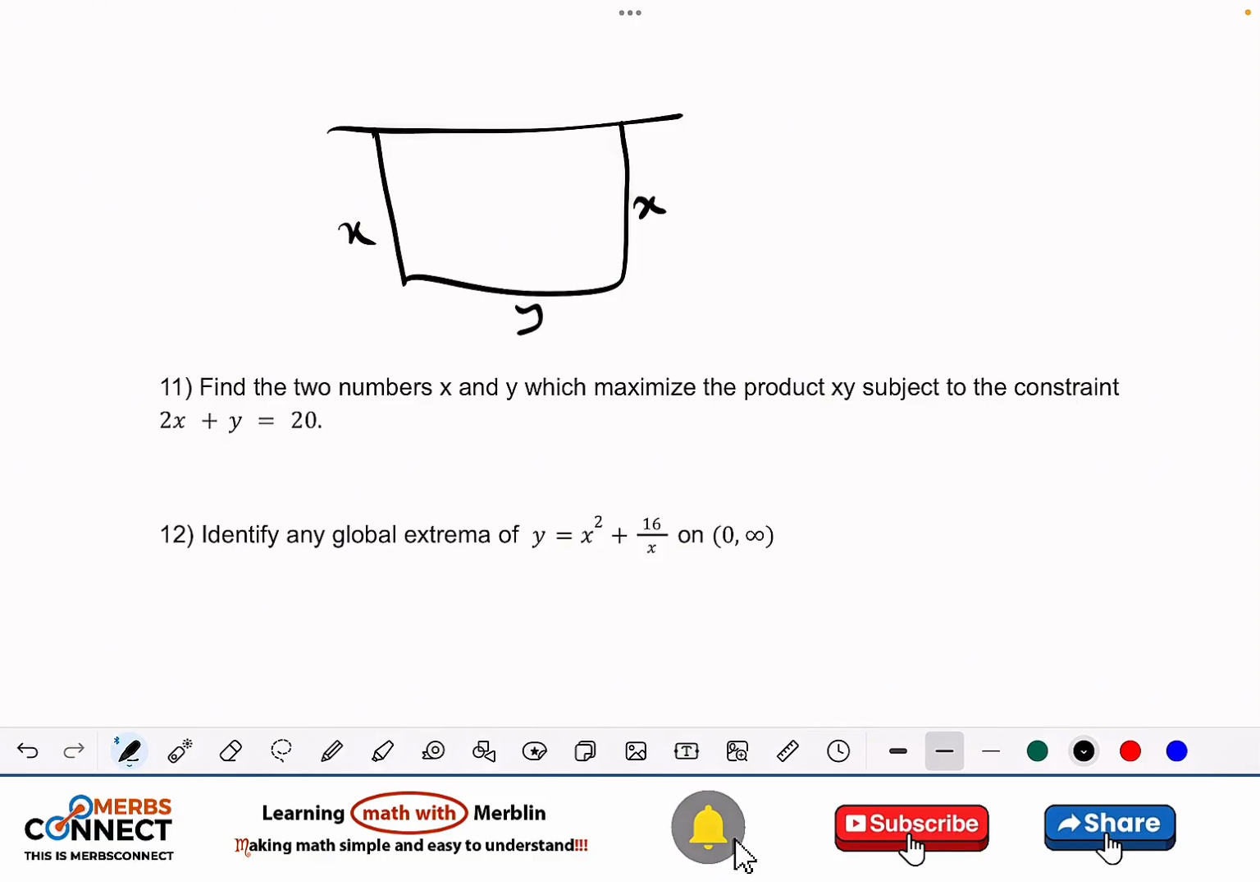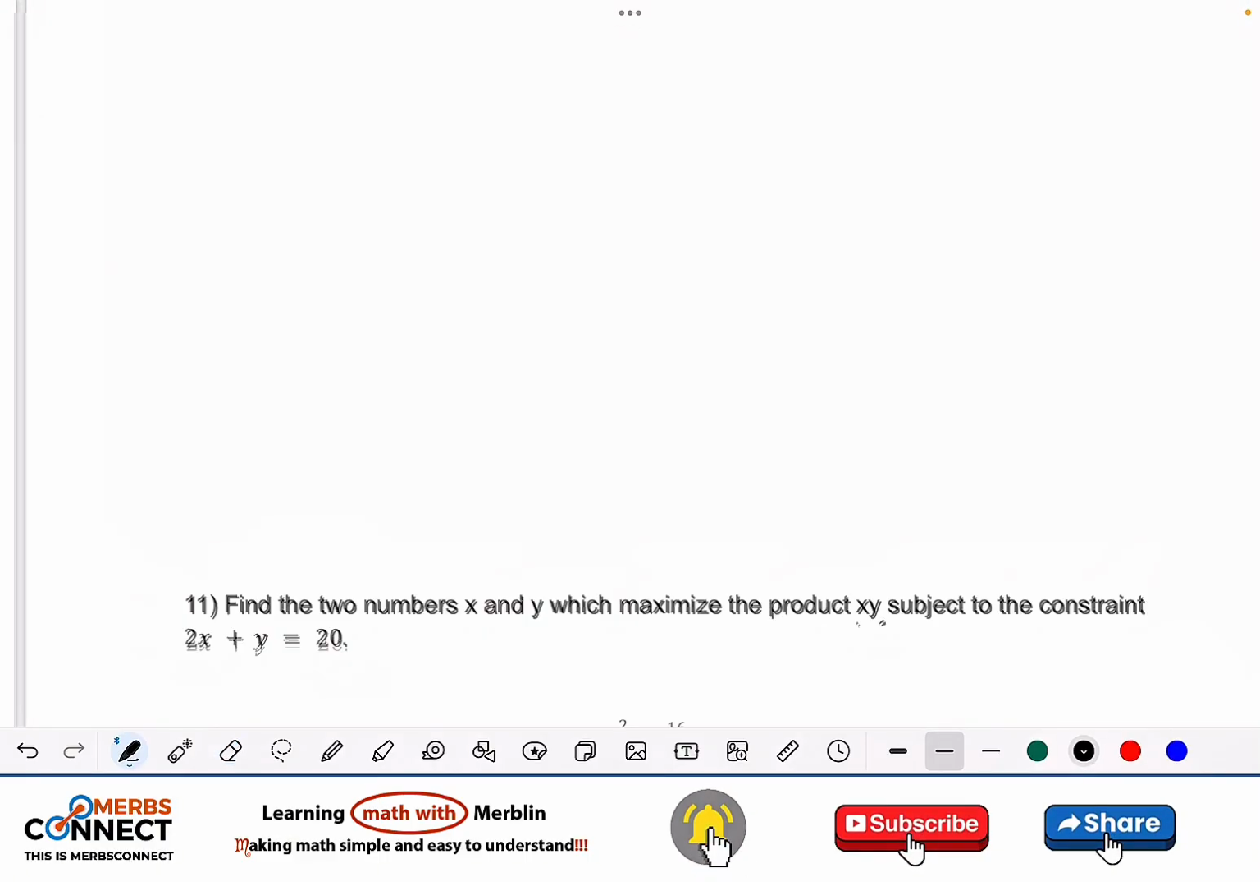And we are saying that the fencing is going to give us 20, and then the area is xy, right? So that is basically the idea here. Let's assume that the area is equal to xy. They've given us the constraint to be 2x plus y, which is equal to 20.